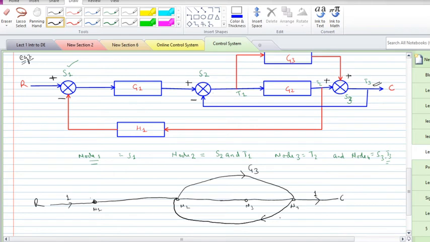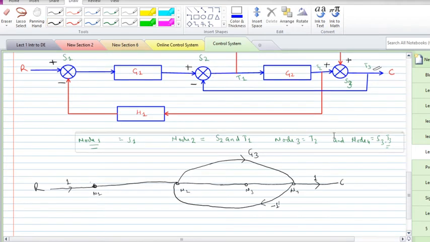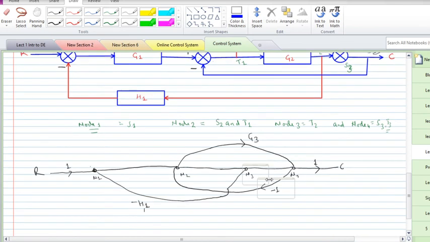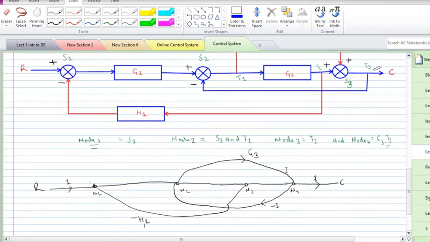With transmittance minus 1, because it's a straight line here, its transfer function is 1, and due to the minus sign here, this is a minus sign. And after that, for this T2 to H1, we have to draw another line in this way, like this, so it is minus H. So you can draw the signal flow graph for any block diagram using these rules.